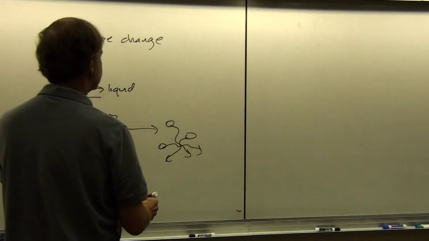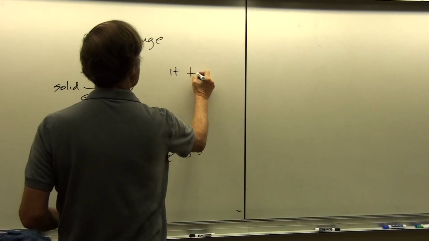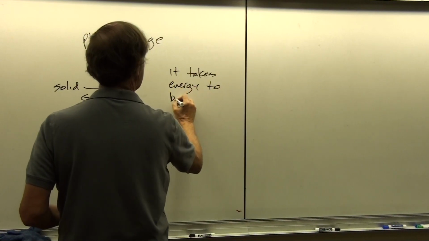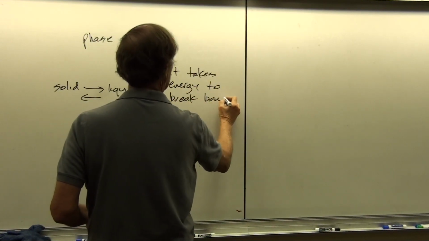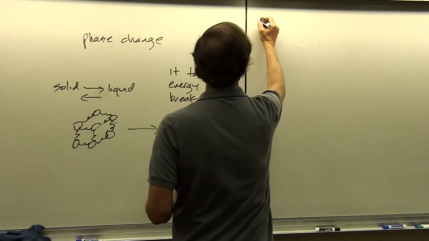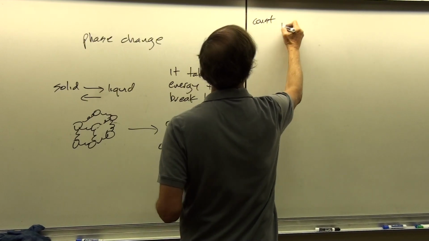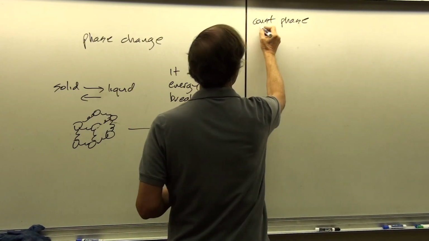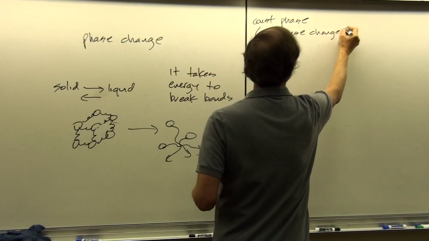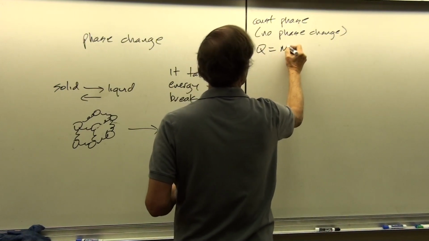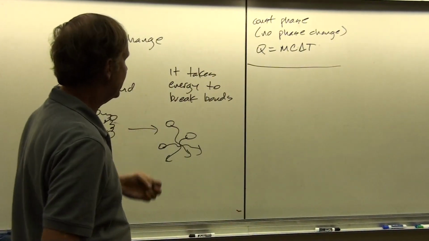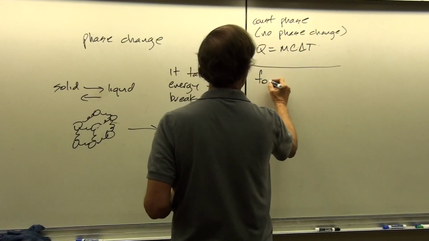Now for water, this takes a certain amount of energy. And so this is what we would call heat energy. And so if there's a constant phase, in other words, no phase change, then we've already seen that Q equals mc delta T. But if there's a phase change, then Q is equal to mL.